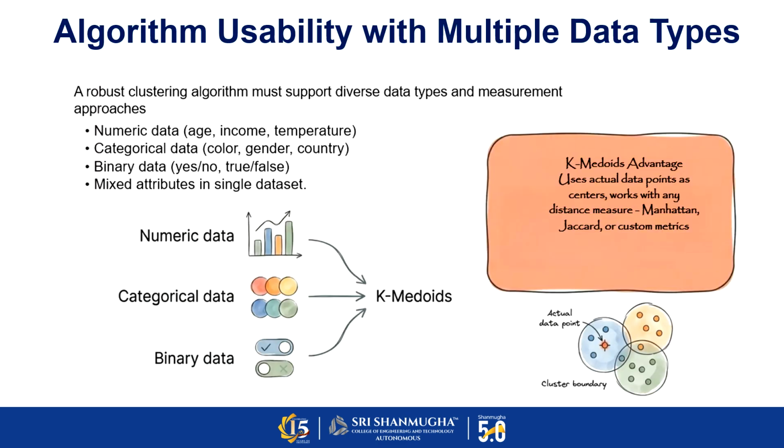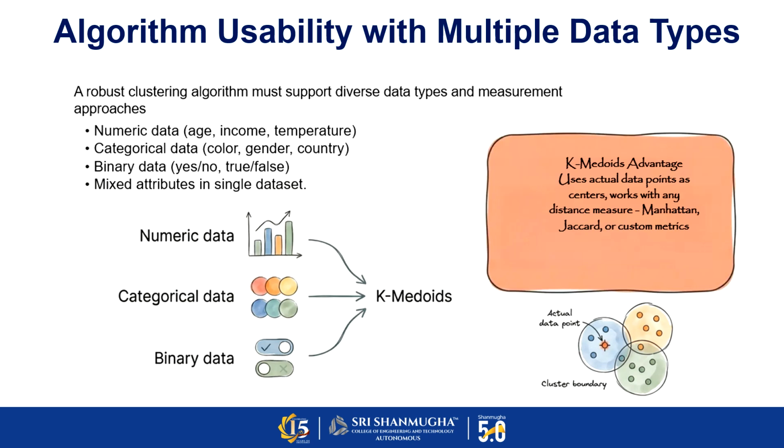Next, algorithm usability with multiple data types. See, in the real world, data sets rarely contain just one type of data. A hospital record might have a patient's age, that is numeric, diagnosis, it is nominal, test result, it will be ordinal, and insurance status, it will be binary, right? So all in a single record.